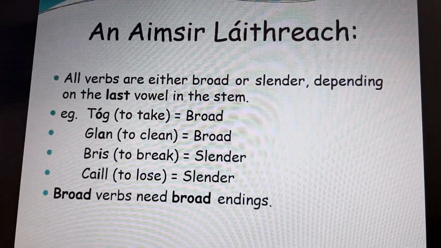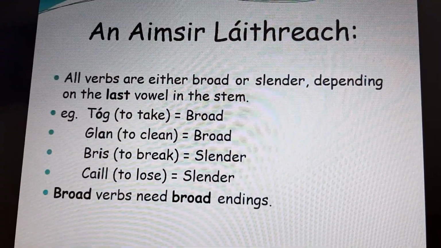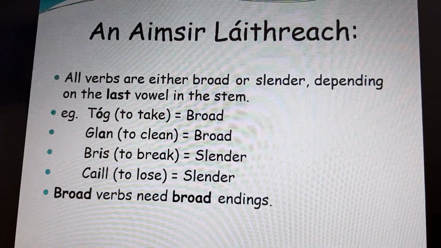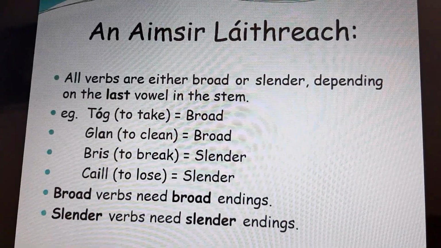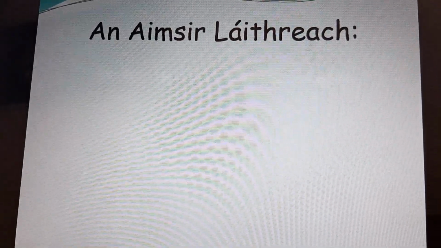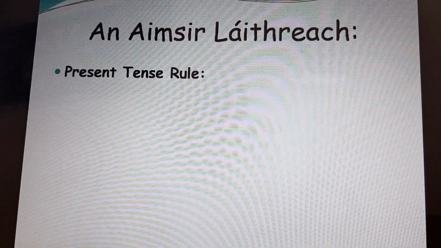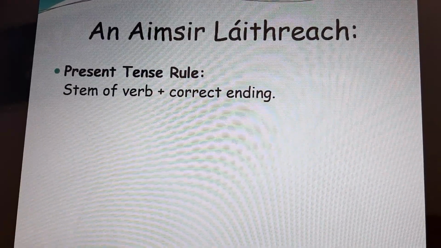Why do we need to know that for? Because broad verbs need to have broad endings and slender verbs need to have slender endings. We need to make sure we're choosing from the right list, okay? Right, there's a wee rule you can depend on.